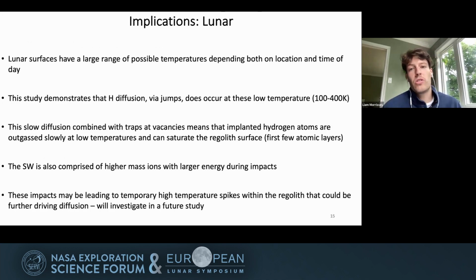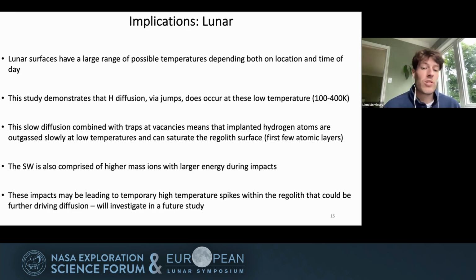And finally, there are also implications from a lunar point of view. We know that lunar surfaces have a large range of possible temperatures, depending both on the location and the time of day. What this study demonstrates is that H diffusion via jumps does occur at these low temperatures. And because of this slow diffusion combined with traps at vacancies, this means that implanted hydrogen atoms are likely outgassed slowly and can saturate the regolith surface.